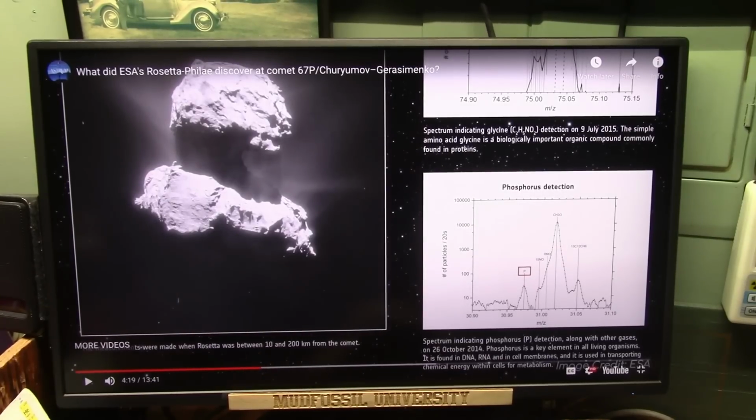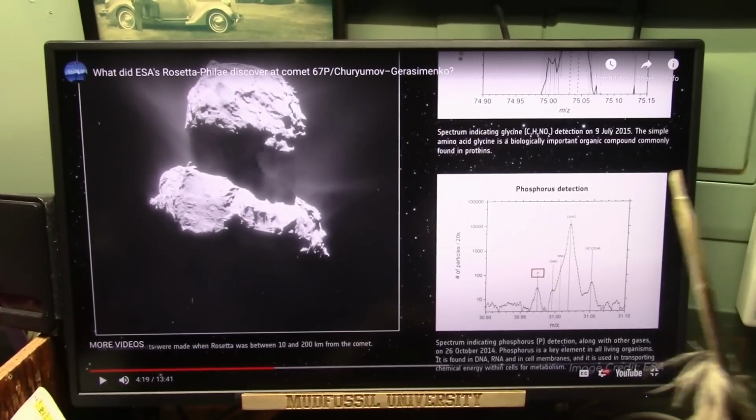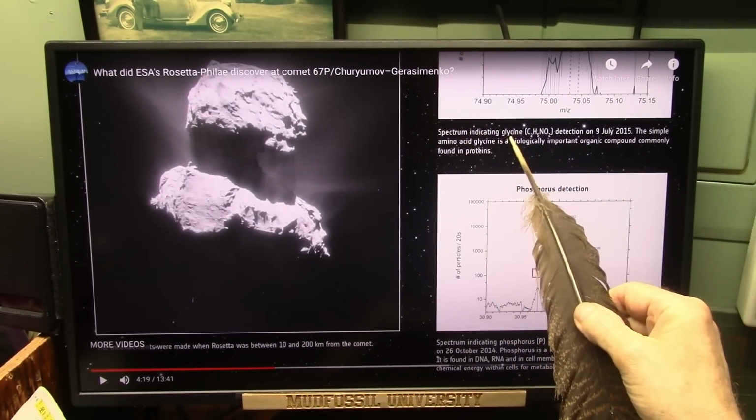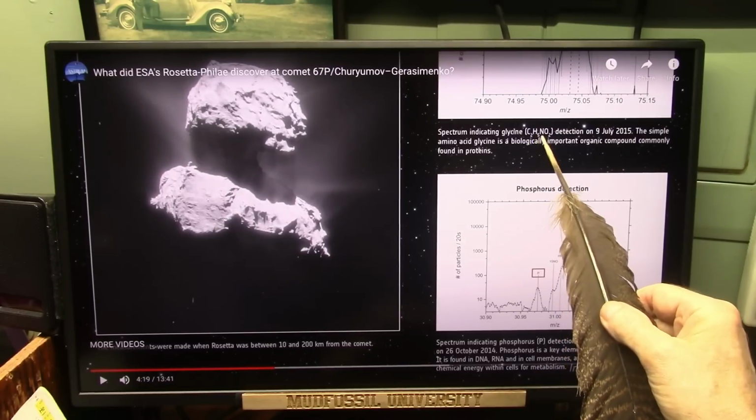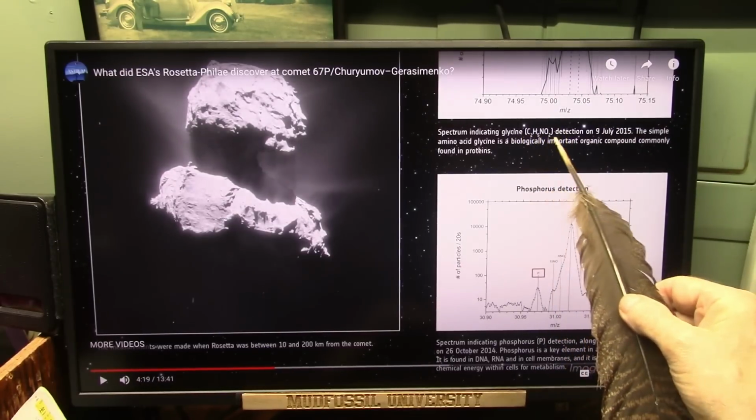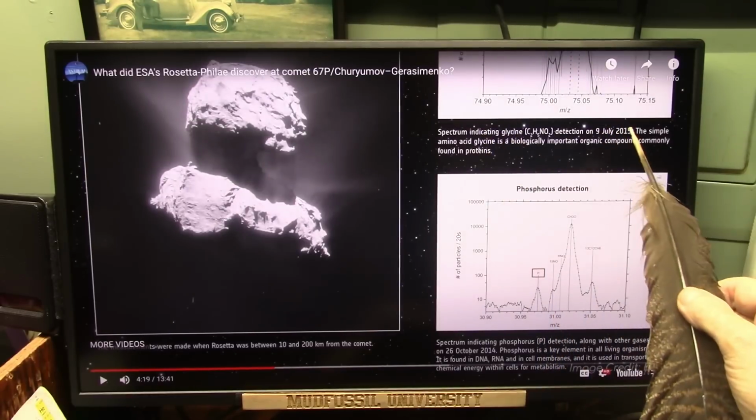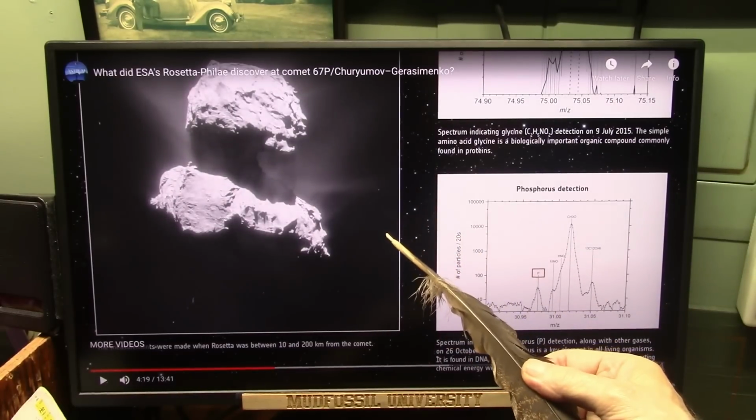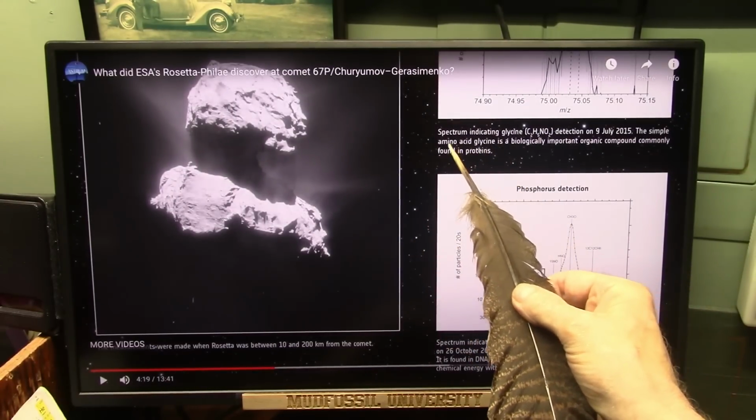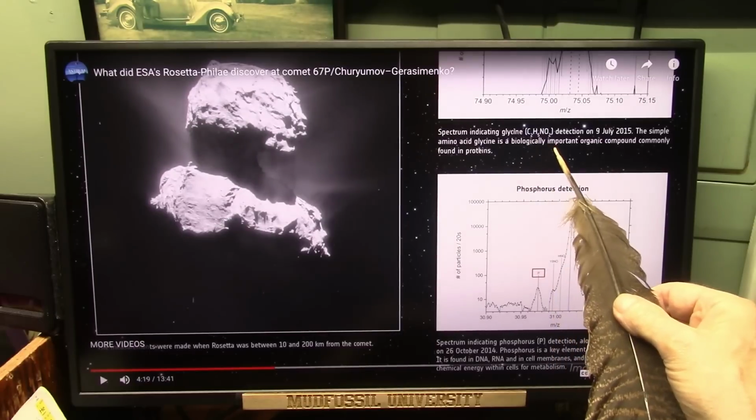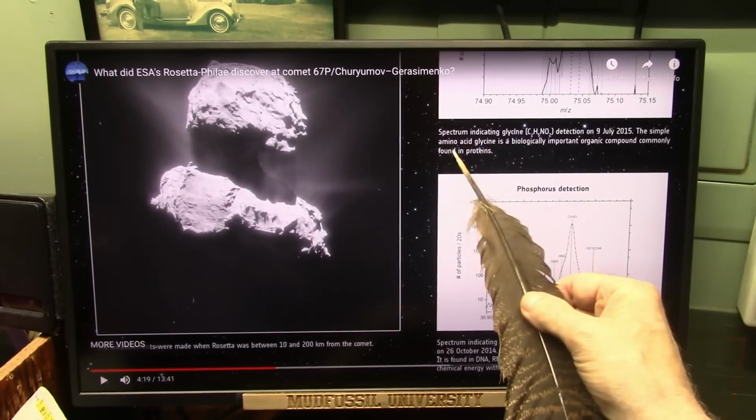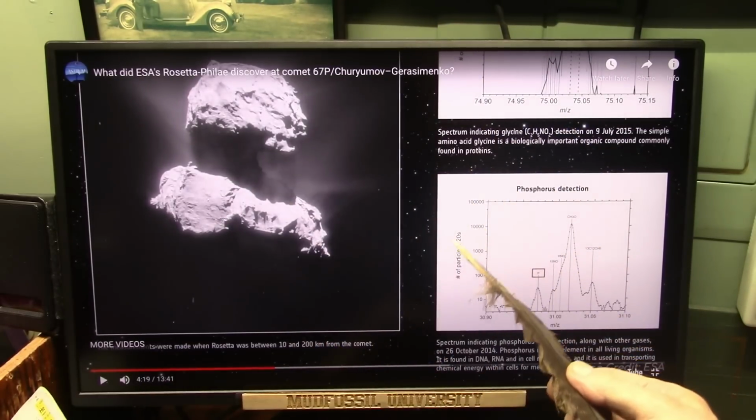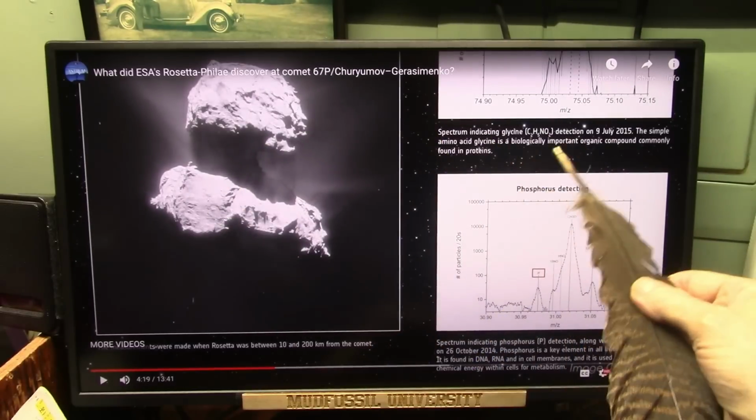Now, let me just read to you the chemistry here, and I understand the chemistry extremely well. The spectrum indicates glycine, which is C2H5NO2. That's the chemical composition of glycine. Now, they detected this simple amino acid. Amino acids are what all your DNA and RNA and all that stuff is made of. Proteins, too. This amino acid, glycine, is a biologically important organic compound commonly found in proteins. Proteins are what make up your whole body. And when you see what a protein is, it'll blow your mind. They don't just happen by accident. That's very complicated.